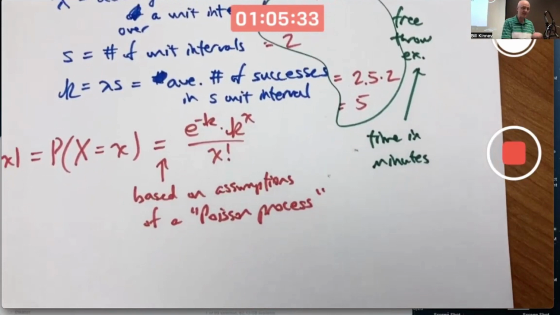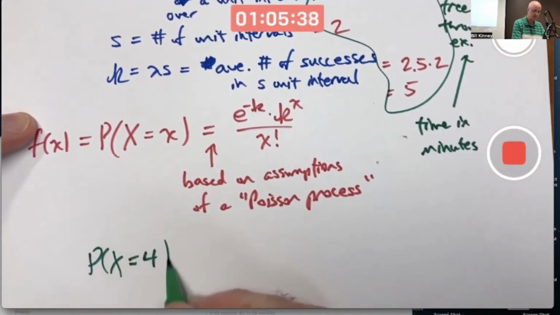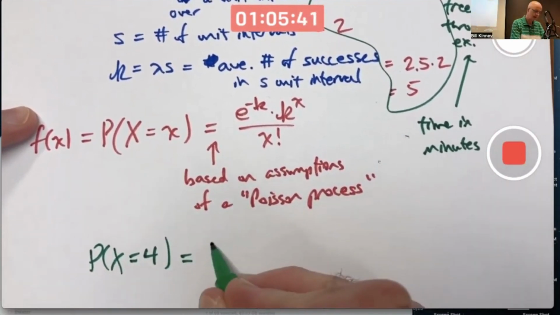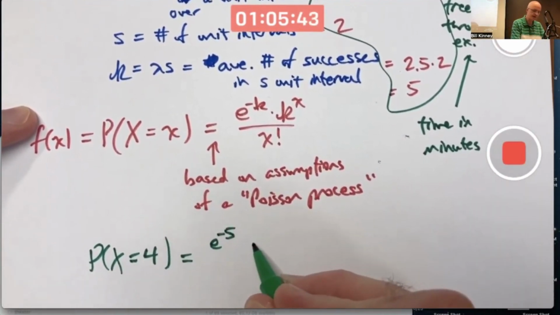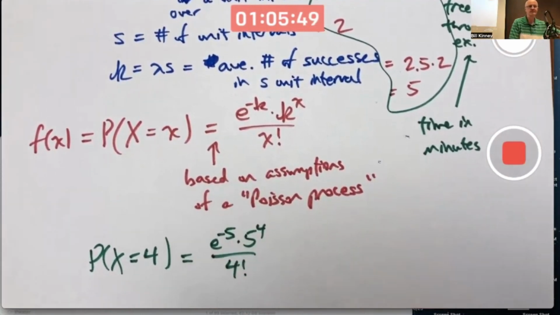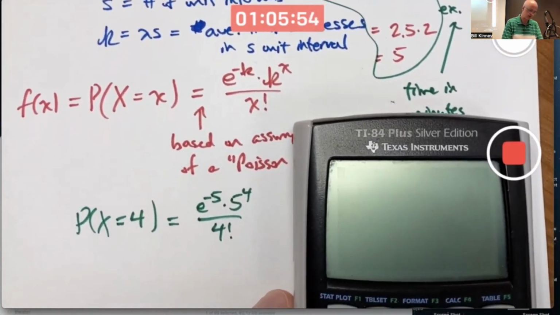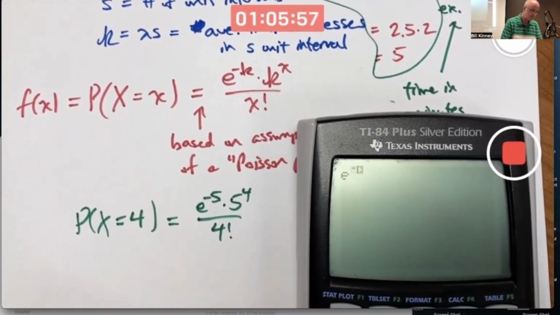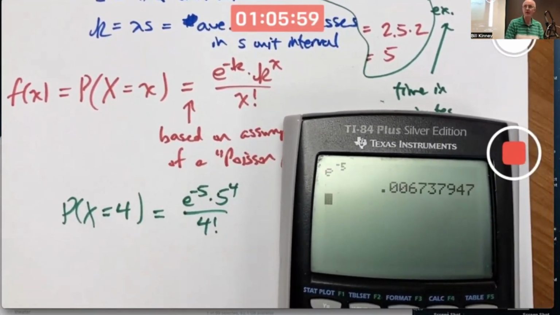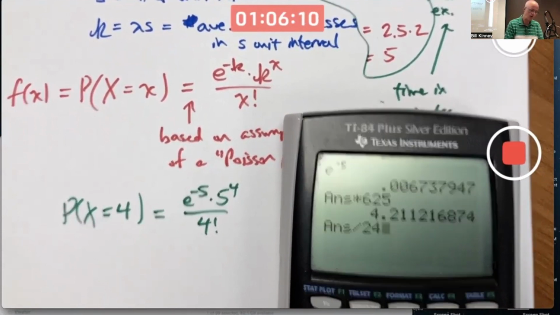So I use 5 for my value of k, and if I wanted to find out the probability that I make 4 in 2 minutes, I'd use k as 5. I'd say the probability is e to the negative 5 times 5 to the 4th power divided by 4 factorial. E to the negative 5 is, of course, a small number, but 5 to the 4th is a large number. What, 625? That's too big. That's not a probability yet. I got to divide by a large number, 24.